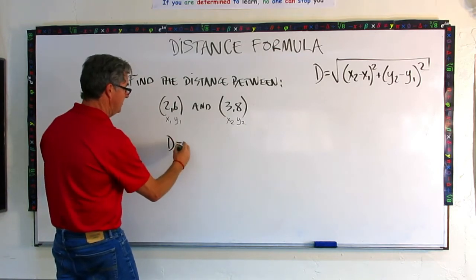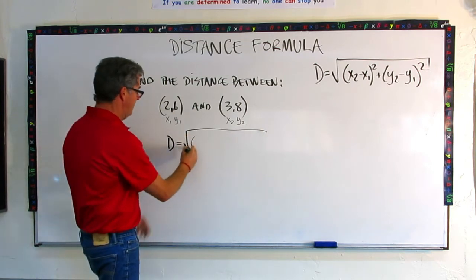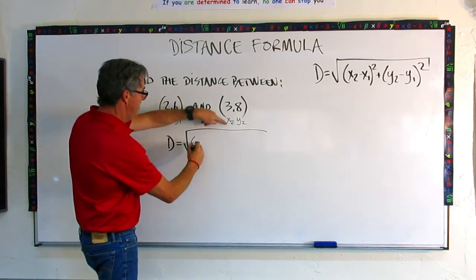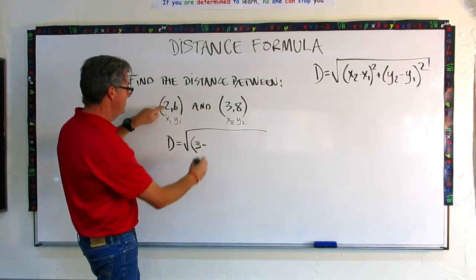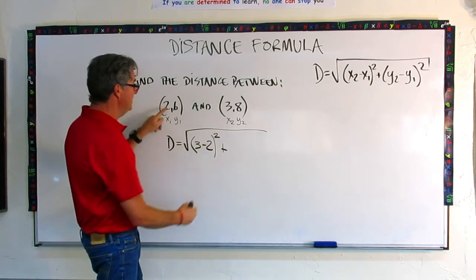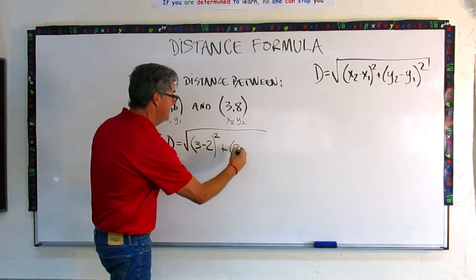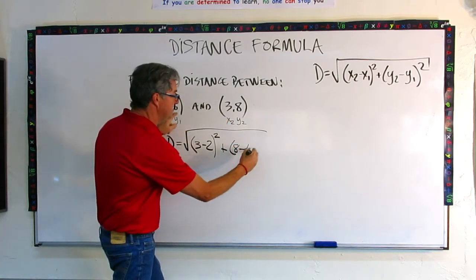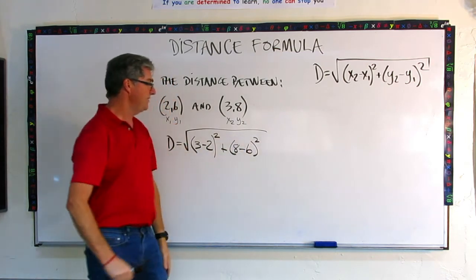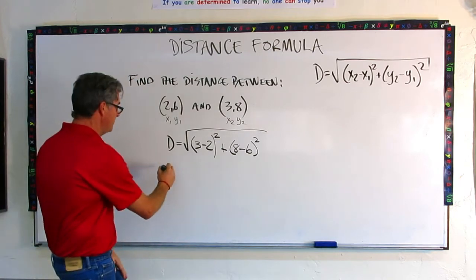D equals square root, make that line nice and long, you're going to need some room, x2, 3, minus x1, which is 2, close parentheses, squared, plus, now we're at y2, that's 8, minus y1, which is 6, squared, close parentheses. So that's my plug-in step. Now let's chug our way through this.